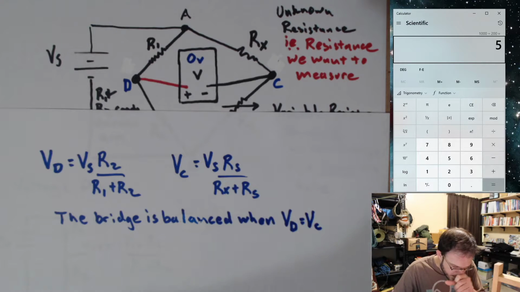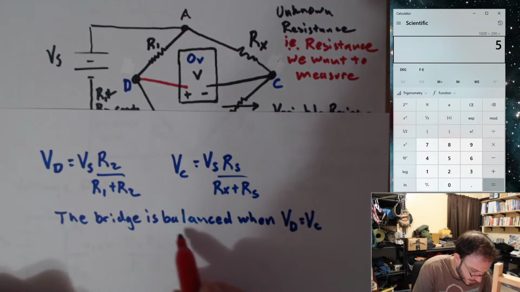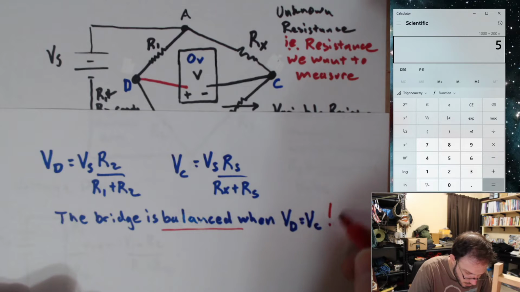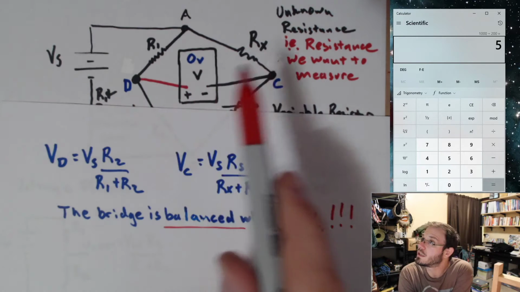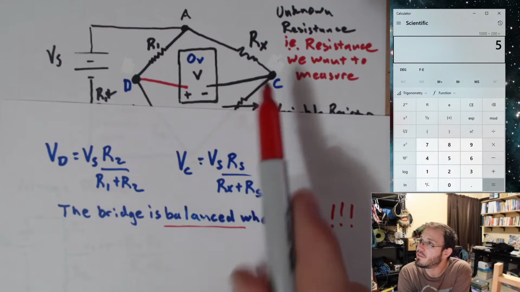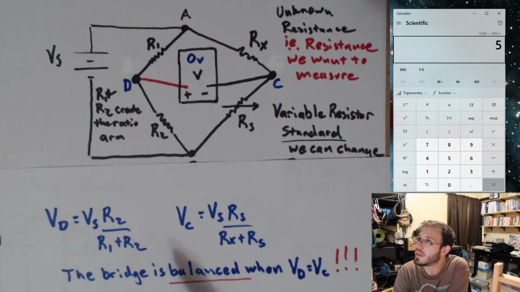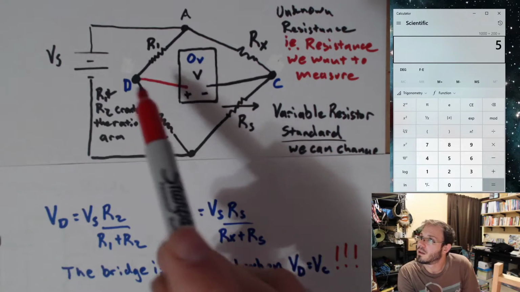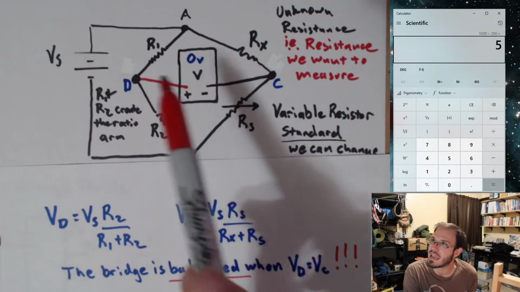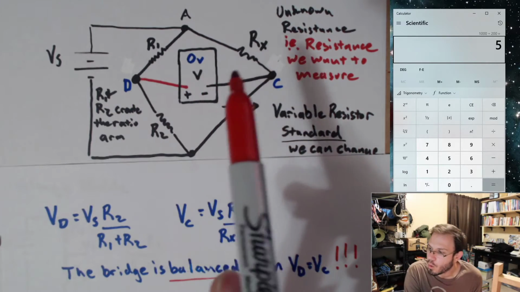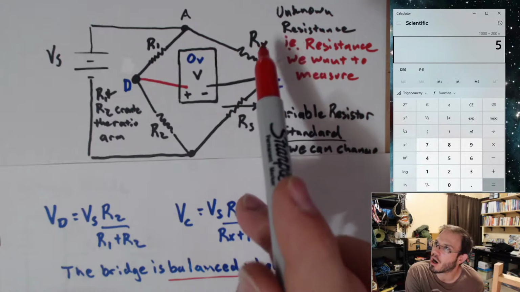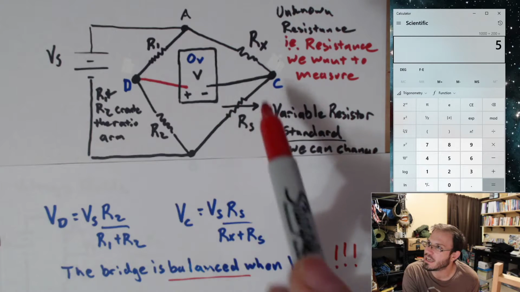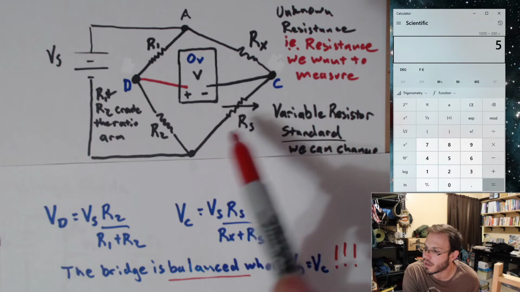Okay, so the bridge is balanced when these two voltages are equal to each other. And if these two voltages are equal to each other, then they must be at the same voltage. Now, we can go ahead and use that to measure Rx by changing this resistance over here.